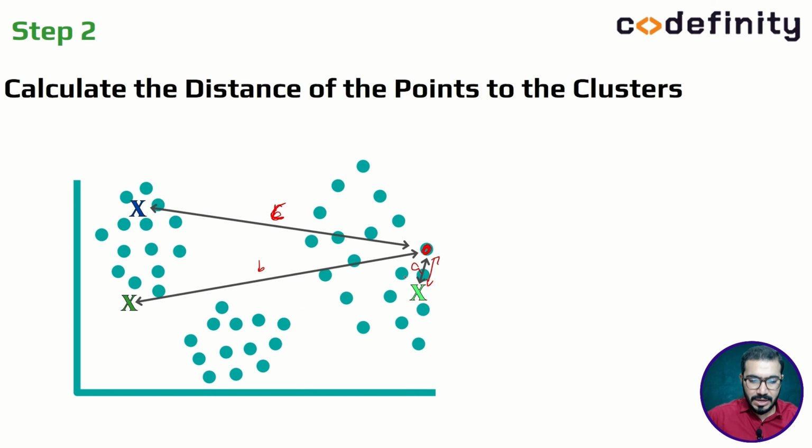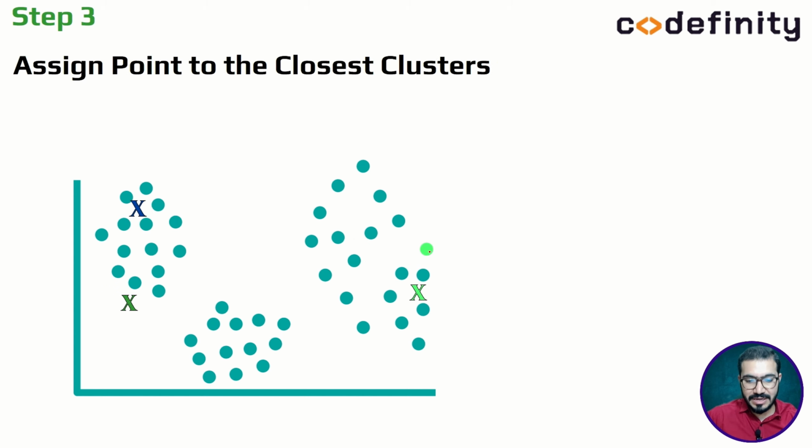Now visibly we can see, and if you're using Euclidean distance, you will see in the form of numbers as well, that the distance between the point of interest and the neon x, which is denoted by A, is the smallest. So this point of interest will go to the neon color. It will belong to the neon cluster, to the neon centroid.